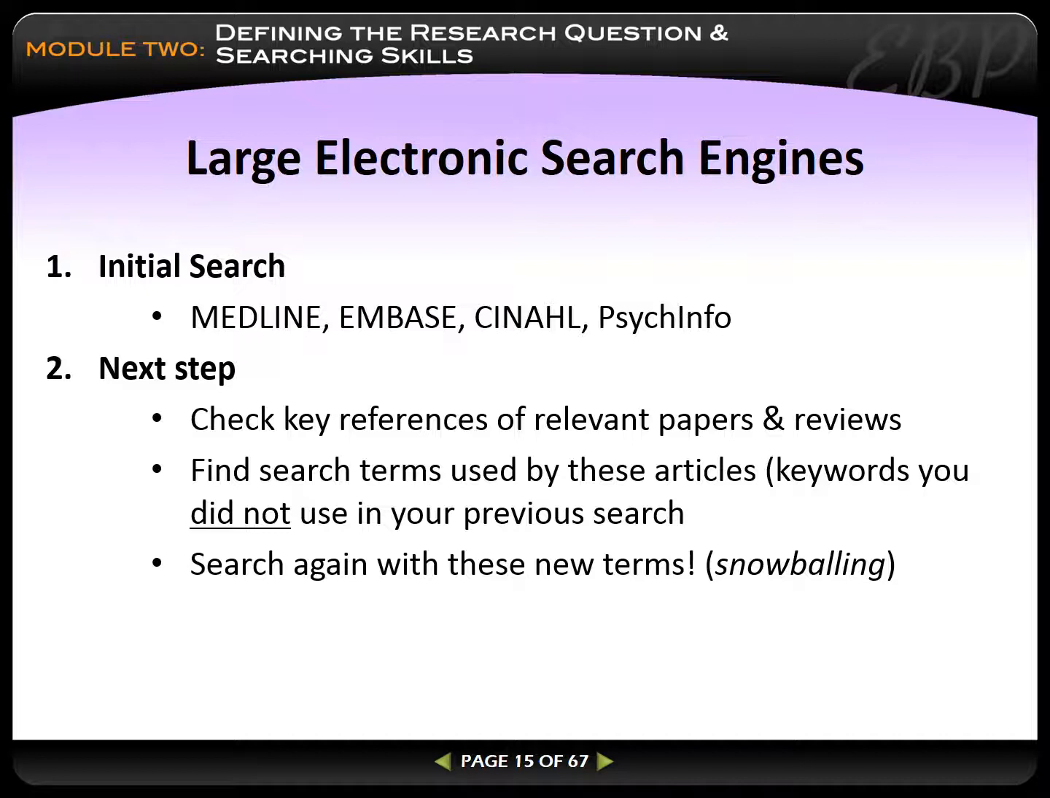Sometimes if you find one article, depending on what database you're on, it will say that it is cited by, or here are related articles, and that can help you as well find something that you're interested in. So you can also use the search terms or the keywords that some of these articles used. So it's almost like a snowball approach. One thing leads to another.